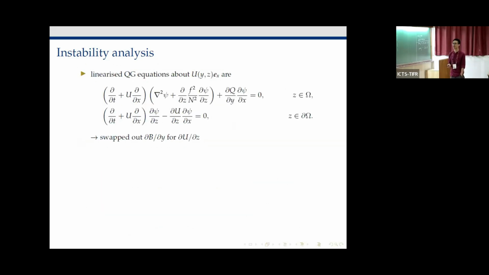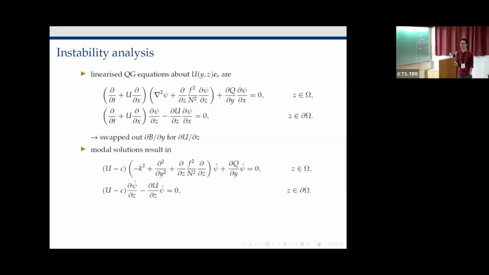If you take the linearized QG equations, everything is linear now in the perturbation variable, right? So this is order 1, this is a leading order, this is order 1, there are no non-linear terms. Normally there would be dB/dy here, I just swapped that over for dU/dz by thermal wind. If you take modal solutions, you get this form. Here I haven't said anything about U for the moment, so I'm going to keep it general.